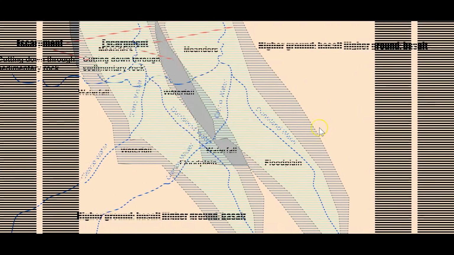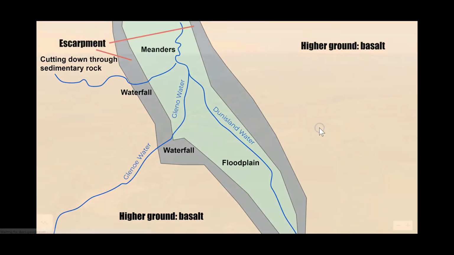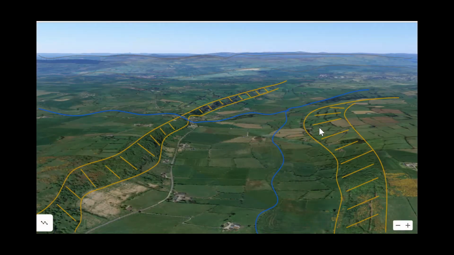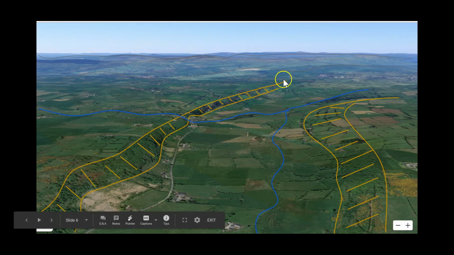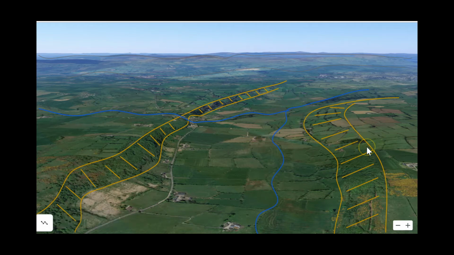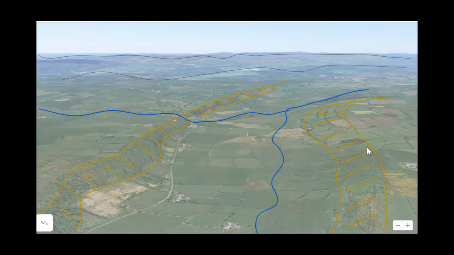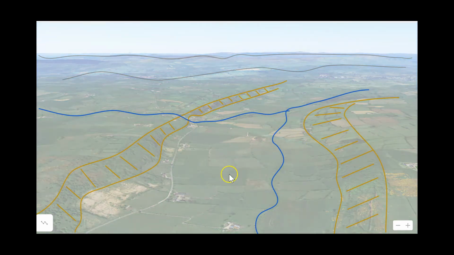Now, from this two-dimensional sketch map, we could also do something like this, a more three-dimensional sketch map. There is the escarpment side of the valley. There's the wide floodplain, the river meandering down. There's the Glenoe River, the Dunisland River. There's the confluence, and up the other side. So we can do a sketch map like this to give us the sense of what has happened here.